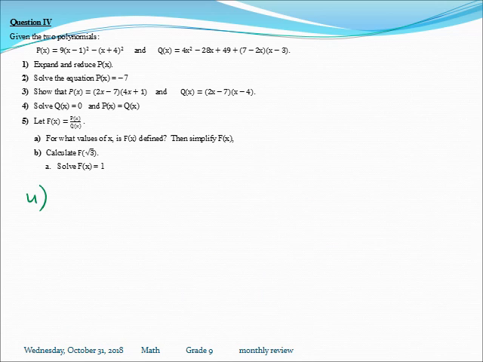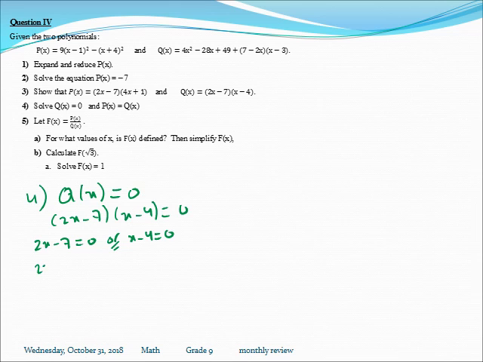Now 4. Solve Q of x equals 0. Take the answer factorized: Q of x equals 0. So 2x minus 7 times x minus 4 equals 0. 2x minus 7 equals 0, or x minus 4 equals 0. 2x equals 7, x equals 7 over 2, or x equals 4.